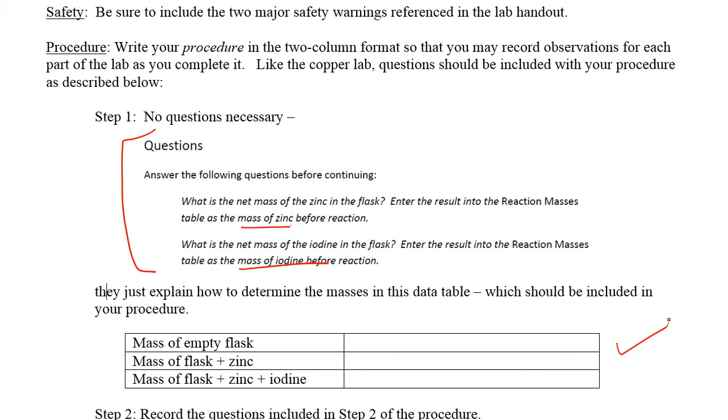That data table should be included in your procedure right at this point, so it's a handy place to organize your data. I would put it on the right-hand column. You could use that as kind of your observation place if you're following the 2-column format.